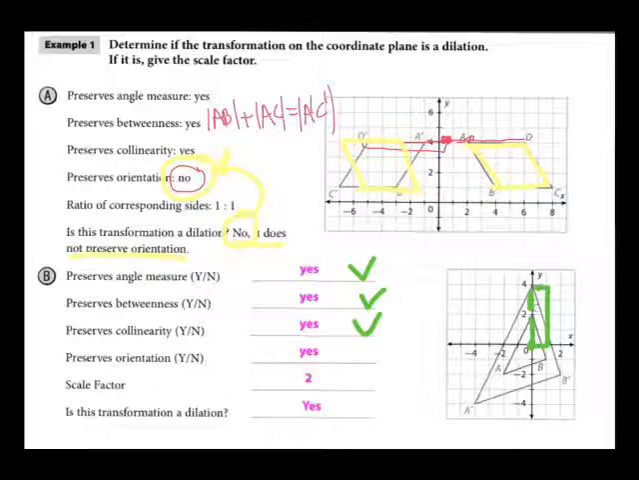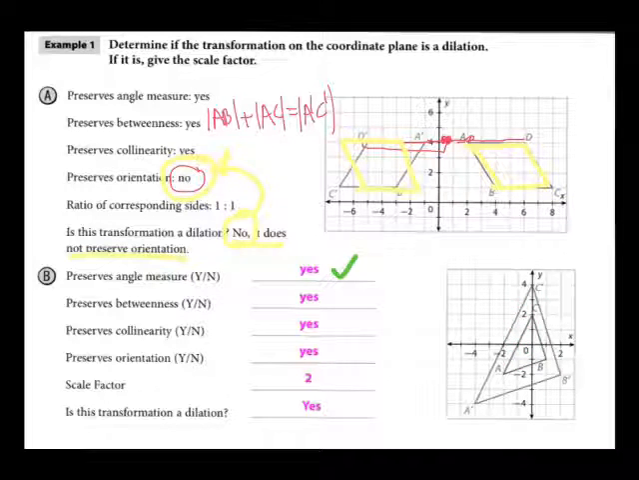So on this next problem, yes, the angle measures are being preserved. The angle measures match, okay? This angle with that angle, this angle with that angle, they have the same measure. So, yes. And then did it preserve betweenness? Yes, you can see here that C is in between C prime and the point of center of dilation. So those three here are betweenness.